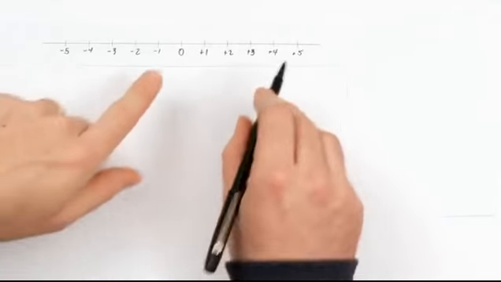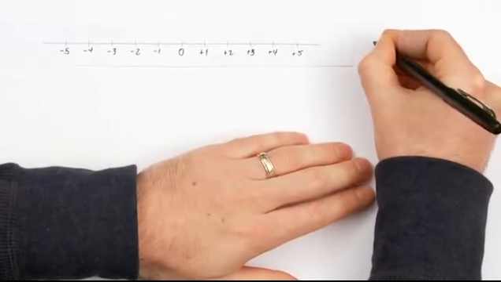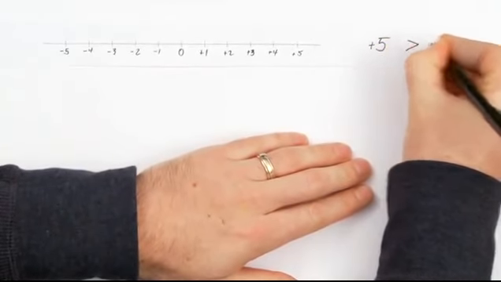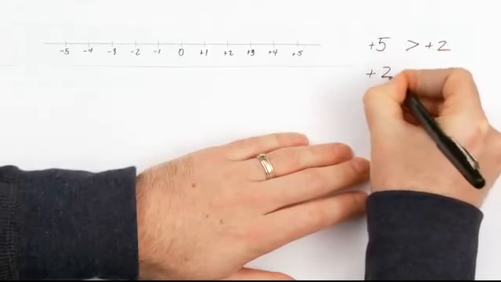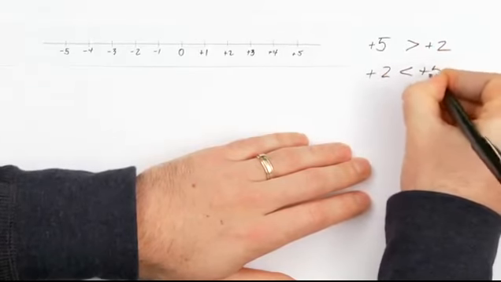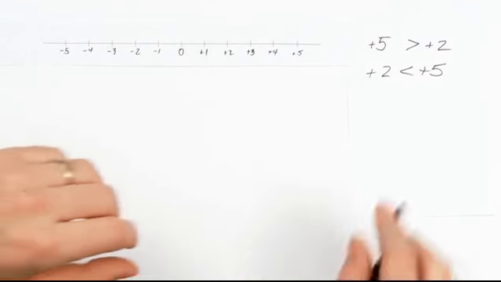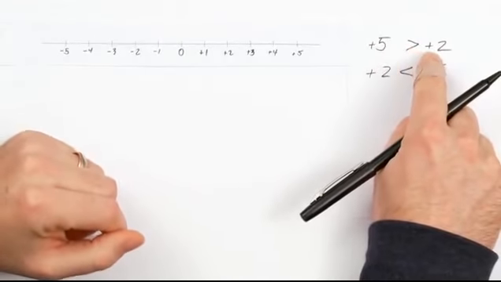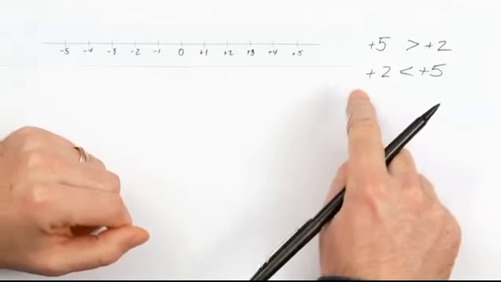are on the left. Let's take those two numbers again, positive 5 and positive 2. We know that positive 5 is greater than positive 2. We can also say that positive 2 is less than positive 5 because positive 2 is on the left side of positive 5 on the number line. Remember that this symbol always points to the lesser number. Here it's pointing to positive 2, and again here it's pointing to positive 2.